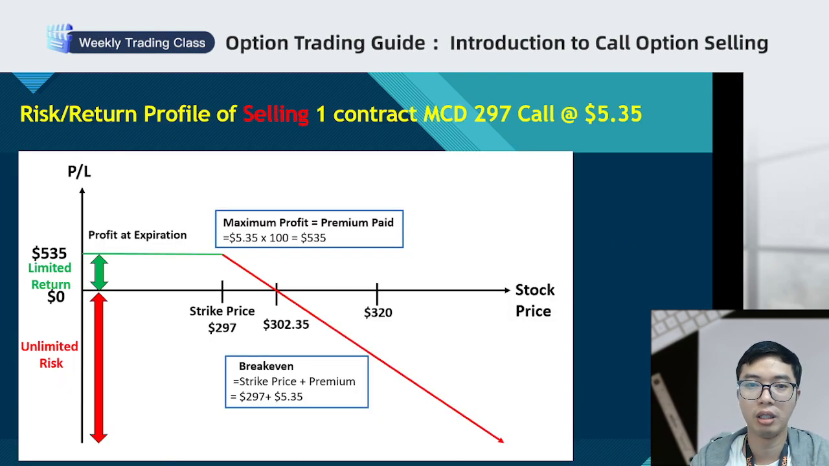Alright. So this is the risk profile of selling one contract of McDonald's at 297, cost at 5.35. I explained this, I think, many times over the past few weeks.